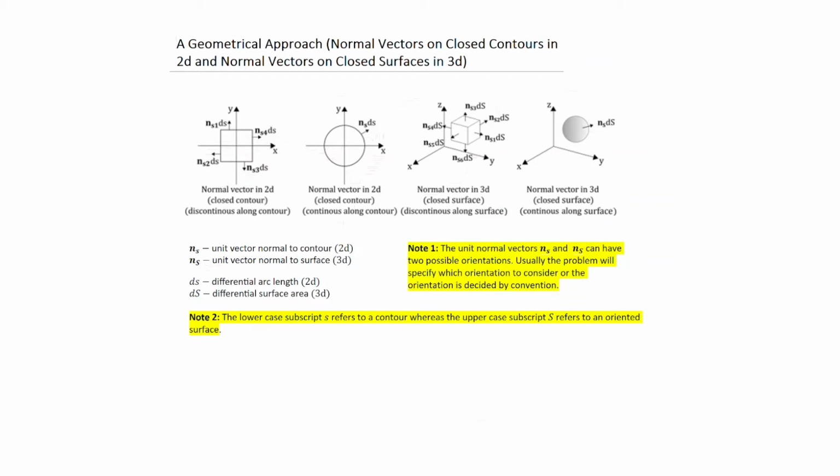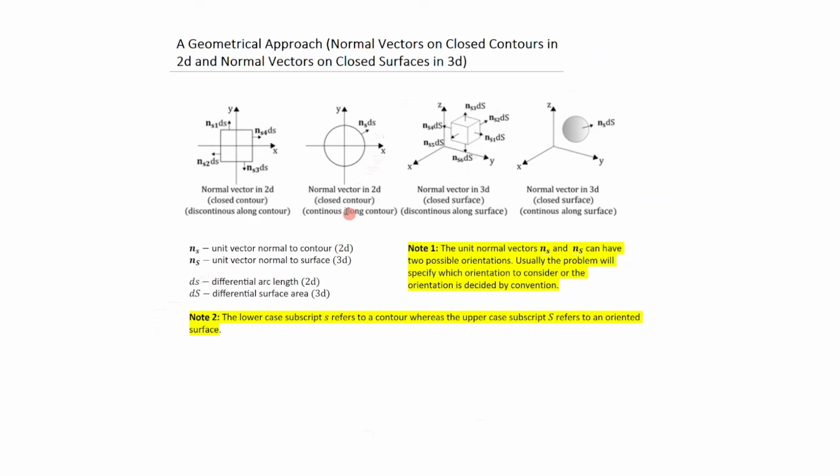And again, we have the definitions here, ns. Now the distinction is made between a lowercase subscript s and an uppercase subscript capital S. Little s will mean arc length, capital S will mean surface. So just make a note of that. Generally speaking, I'll try to stick to that convention.